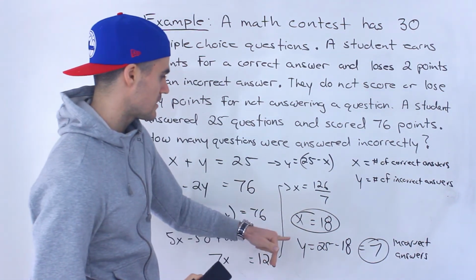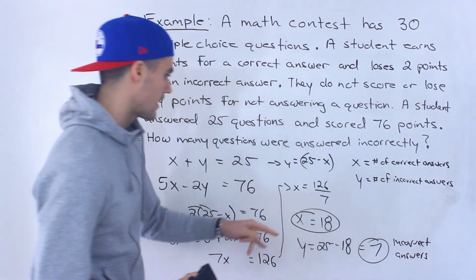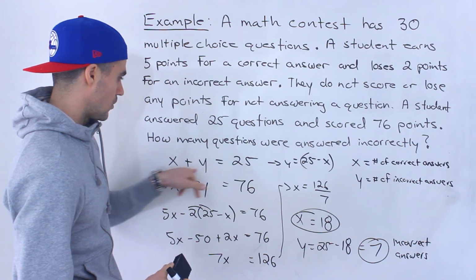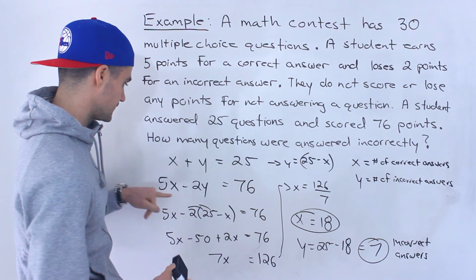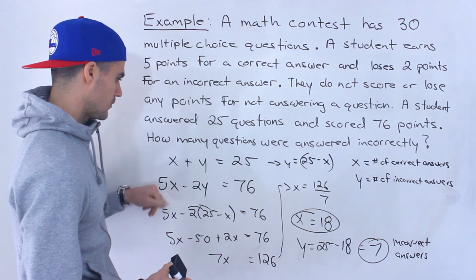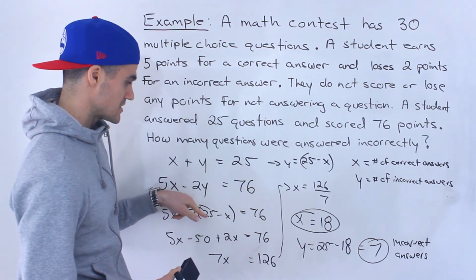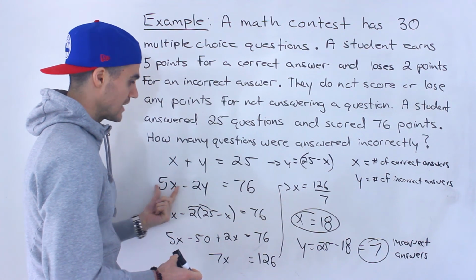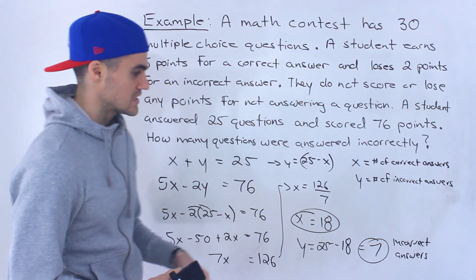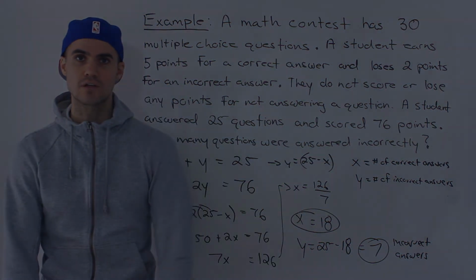And then you could check the answers. You could take 18, you could take 7. Over here, the first equation pans out. Over here, we'd have 5 times 18, which would give us 90, minus 2 times 7, which would give us 14. So 90 minus 14 is 76. We could be pretty confident that those are the solutions.